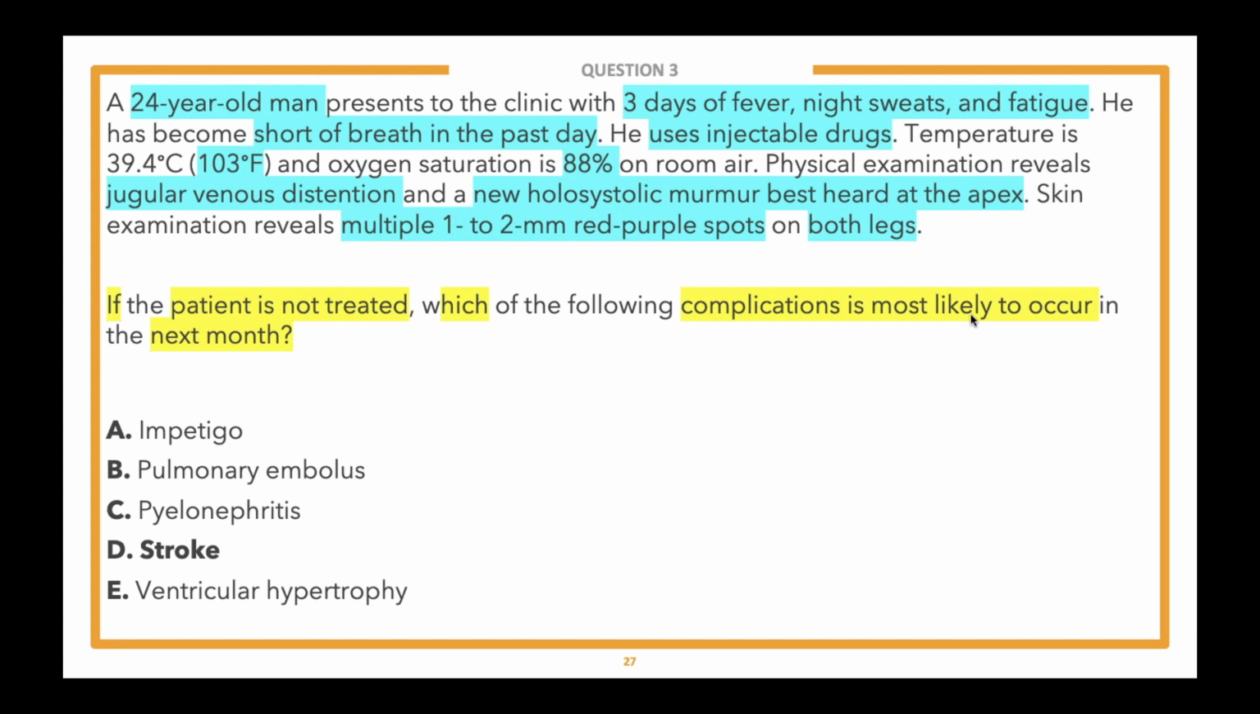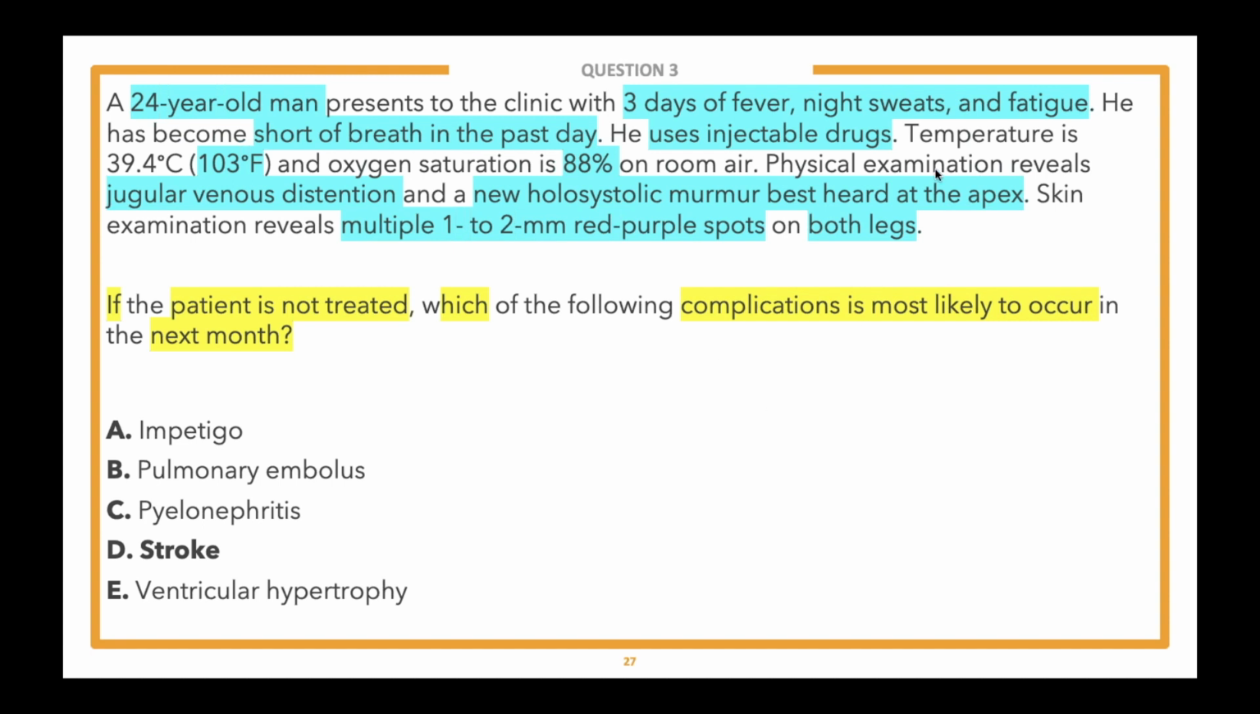We also know that this patient is an injectable drug user. So we really should be thinking about infective endocarditis, which is maybe what a lot of you were thinking, okay? It can be due to either right-sided valve lesions or left-sided valve lesions. However, they're telling us that this murmur is a holosystolic murmur best heard at the apex. So that is characteristic of mitral regurgitation, okay? Mitral regurg causes a holosystolic murmur best heard near the apex, okay?